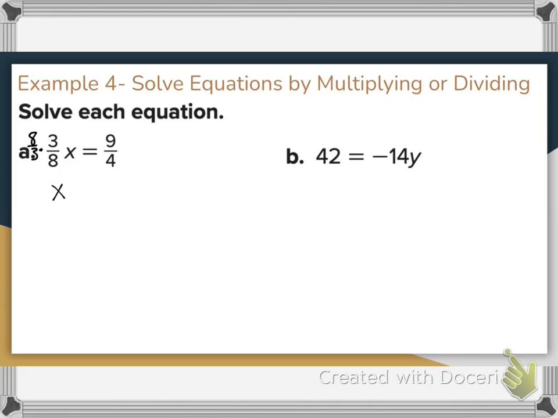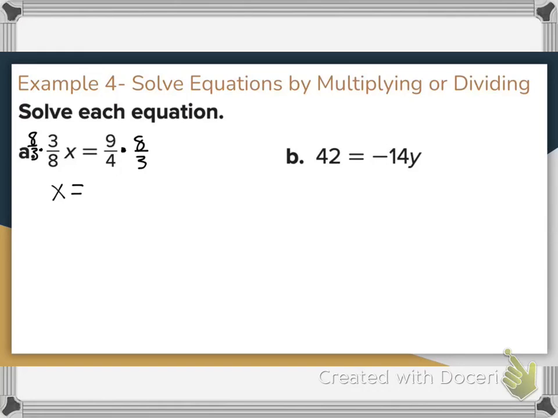Whatever I do to one side, I've got to do to the other. So I'm going to multiply the right by 8 over 3 as well. Do we remember how to multiply fractions? Straight across. I multiply the numerators together, I multiply the denominators together, and I simplify.